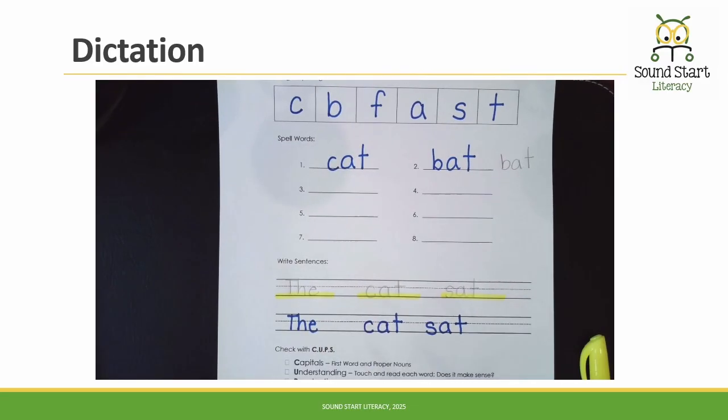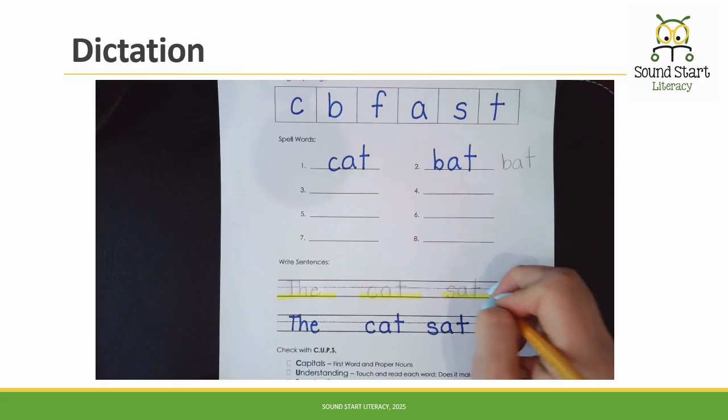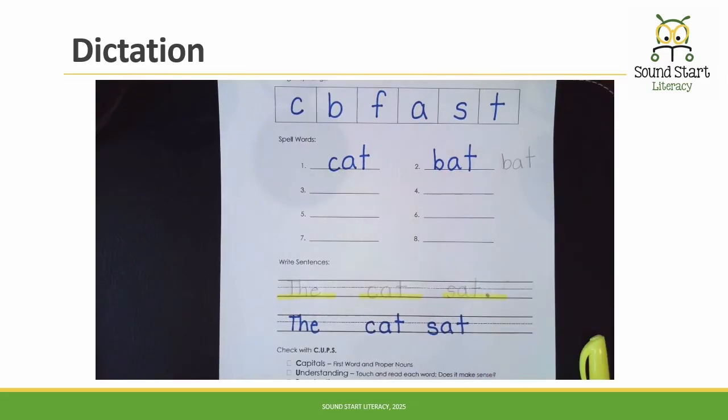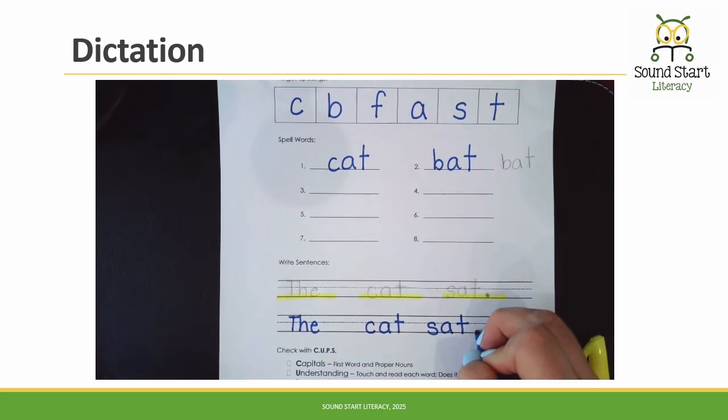And then I would say to the student, okay, what do we have? Let's read it. The cat sat. Awesome. We need to put a stop sign at the end. So we're going to put a little dot. This is called a period. It tells our reader it's time to stop. Now you write in a period, and the child does it.